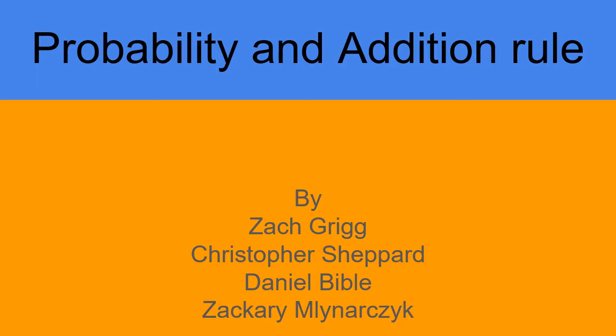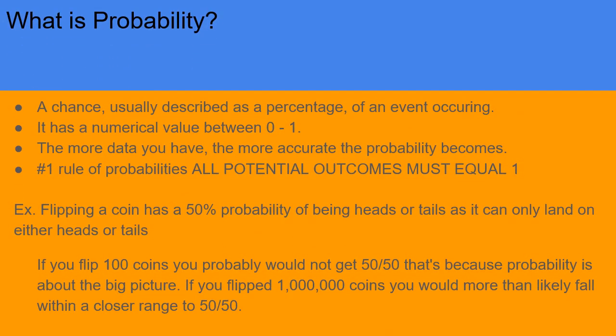So let's get started. What are probabilities? To understand this, first you have to understand what probabilities are. Probabilities are a chance, usually described as a percentage of an event occurring. A probability always has a numerical value between 0 and 1. All possible outcomes equal 1 is another value in this. And the more data that you have, the more accurate the probability becomes.